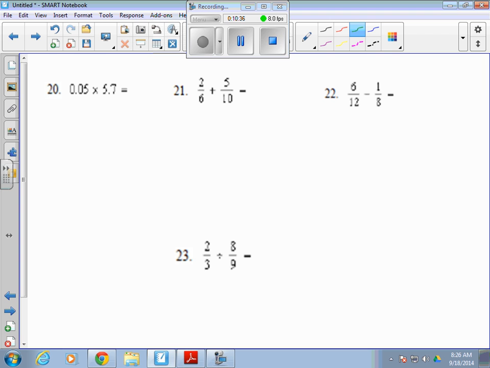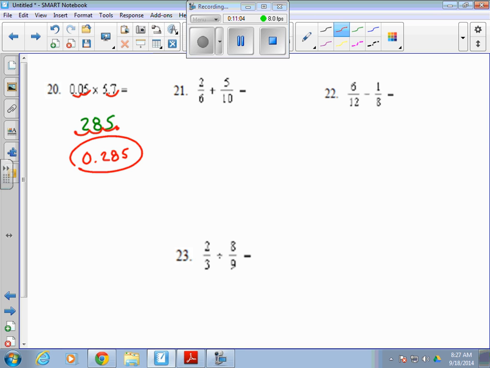Number 20 is multiplying 0.05 times 5.7. Multiply 5 times 7 is 35. Carry your 3. 5 times 5 is 25, plus 3 is 28. So we have a number that says 285. Count your decimal moves. 1, 2 places for that one, 3 places for that one. So the decimal goes here: 1, 2, 3. 0.285.